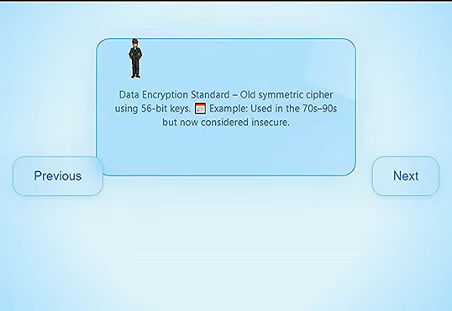The data encryption standard was a symmetric cipher that was widely used in the 70s and 80s. It used a 56-bit key, which was considered to be very secure at the time. However, in the 90s, more powerful computers were able to break the key and decrypt messages encrypted with DES. This made it no longer secure, and it has since been replaced by more advanced ciphers.